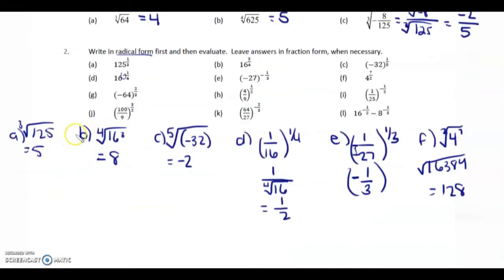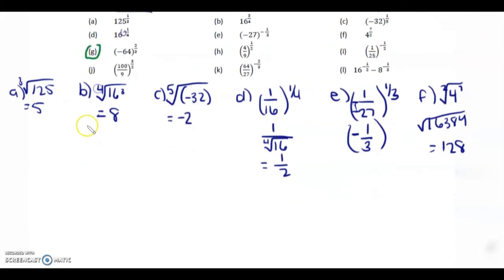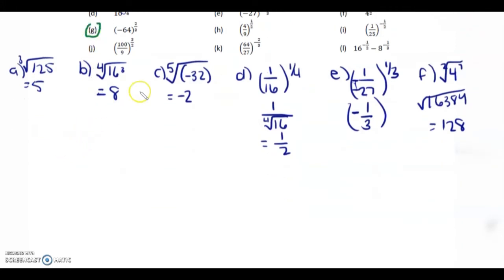Okay, on to G. Okay, so negative 64 to the exponent 2, and then we're going to cube root it. Okay, so negative 64 squared, we get 4096. So it's kind of like doing the cube root of 4096. And I get 16.